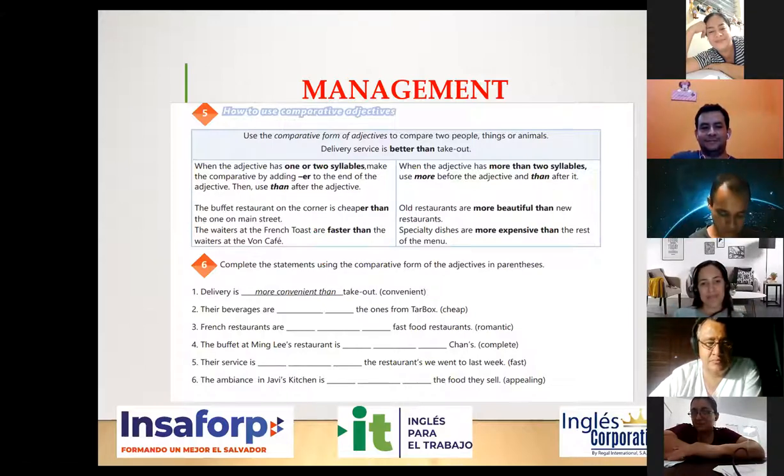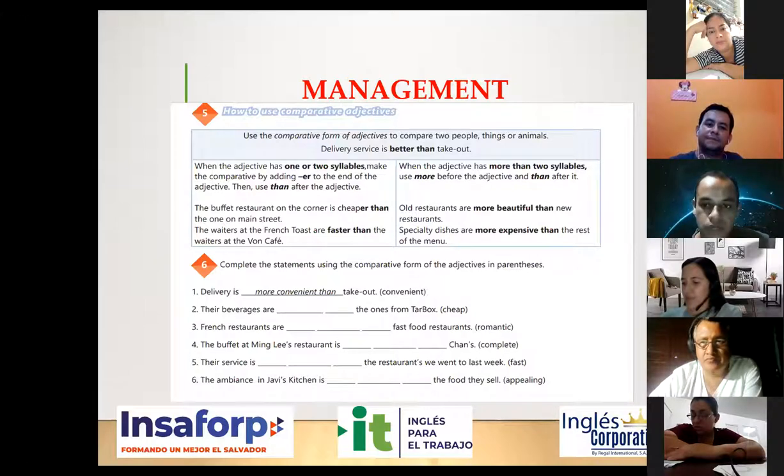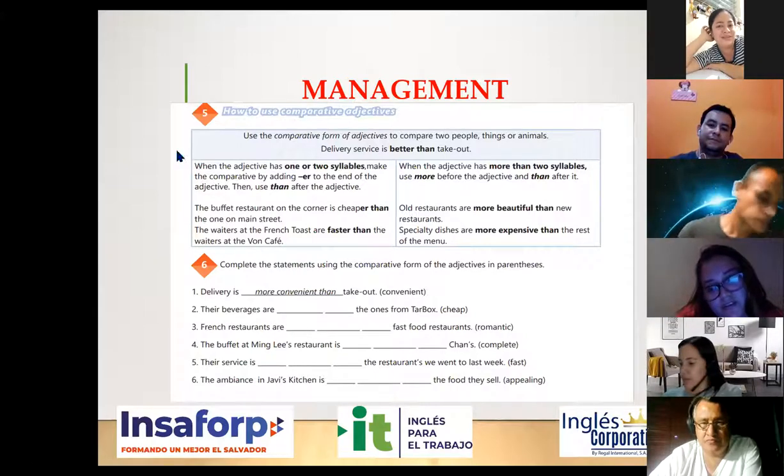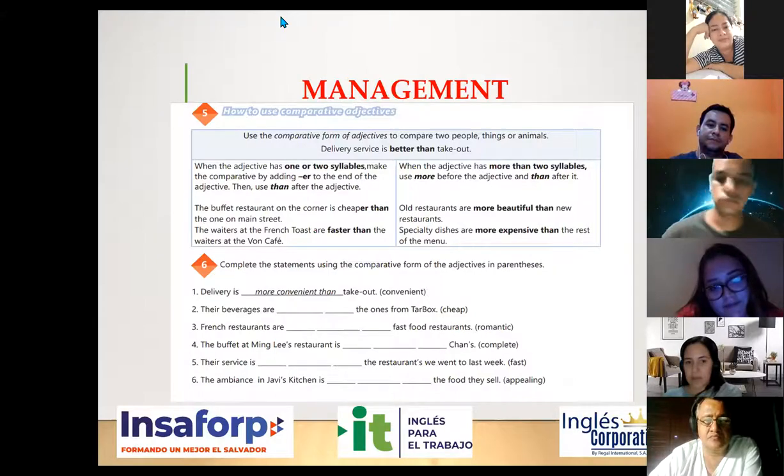Their beverages are two spaces. The ones from Starbucks. Beverage in singular is beverage, right? Plural is beverages, right? Their beverages are the cheap. What is the comparative to say más barato? That's correct.